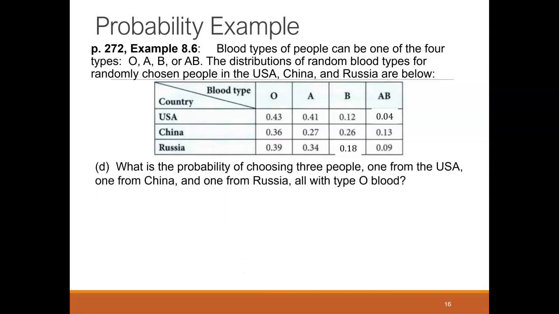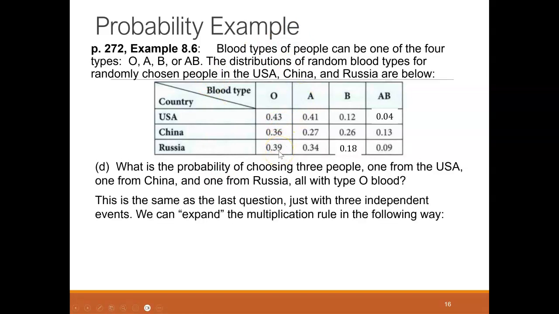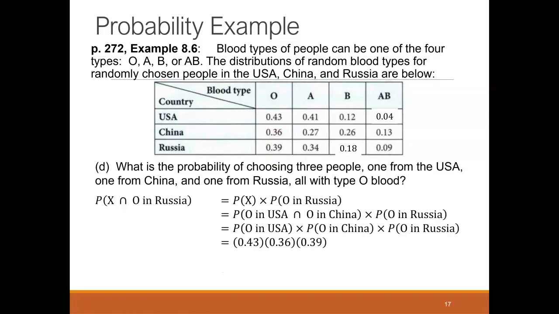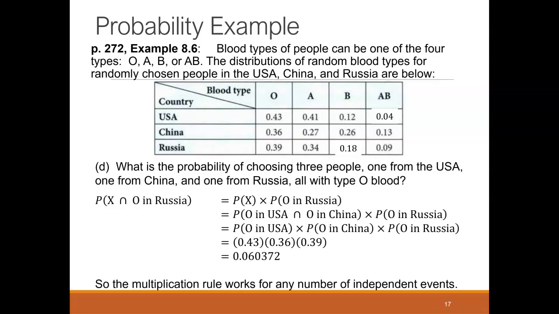Oh my goodness. What is the probability of choosing 3 people, 1 from the US, 1 from China, and then 1 from Russia, all of which have type O blood? We do the same thing, right? So 0.43 times 0.36 times 0.39. It doesn't matter how many independent events you link together. You just multiply all the probabilities individually, right? That's the takeaway from that problem.